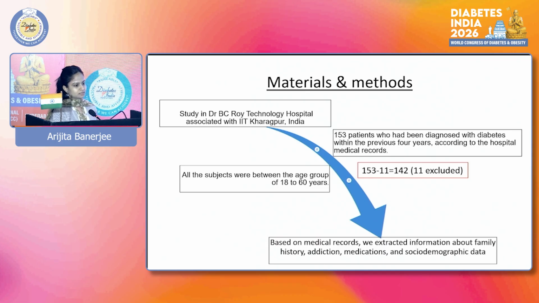The study was conducted at BC Roy Technology Hospital in association with IIT Kharagpur, and with the sample size calculation, we recruited approximately 142 diabetic patients who were diagnosed with diabetes within 4 years. From the medical history records, we extracted the socio-demographic data.